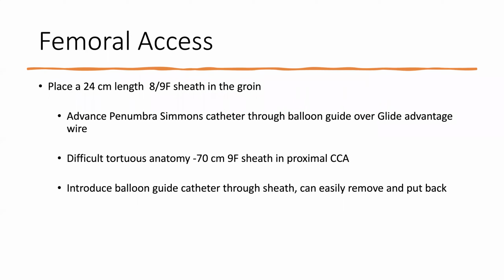If you have difficult or tortuous anatomy, you probably want to use a 9 French sheath, a 97, 70 cm, put it in the proximal common carotid artery, and then through this you can introduce the balloon guide and nothing will basically herniate. So if you have really tortuous anatomy, I think this technique does help, and then you introduce the balloon guide. This technique also is, I think, useful if you aspirate thrombus and you have to remove the balloon guide. You still have access in the common carotid artery, so then you can easily pull back the balloon guide.